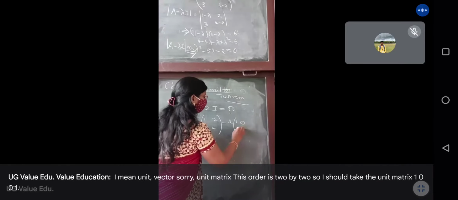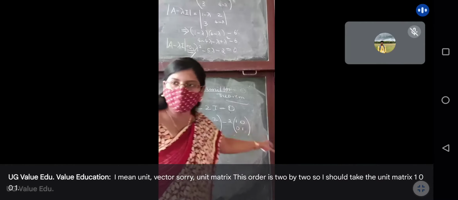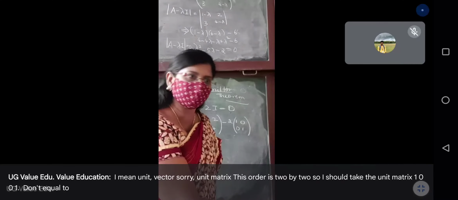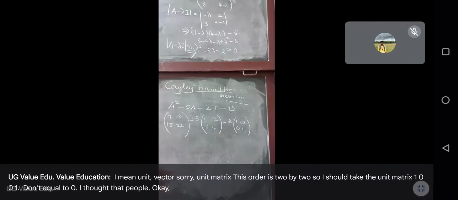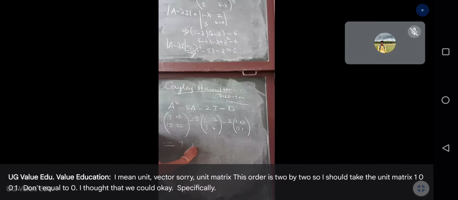2 into 1, 0, 0, 1. Don't just put equal to 0; I should show that this is equal to 0. So let us take this is equal to 7, 10, 15, 22. Then multiply this 5 inside, so you will get 5, 10, 15, 20. Correct? And here, multiply this 2 inside: 2, 0, 0, 2. Then addition of matrices, subtraction of matrices, you know.